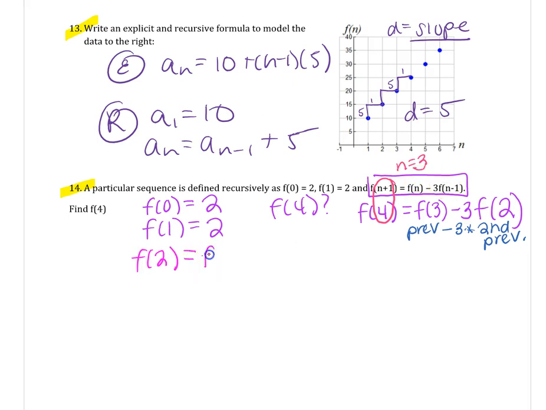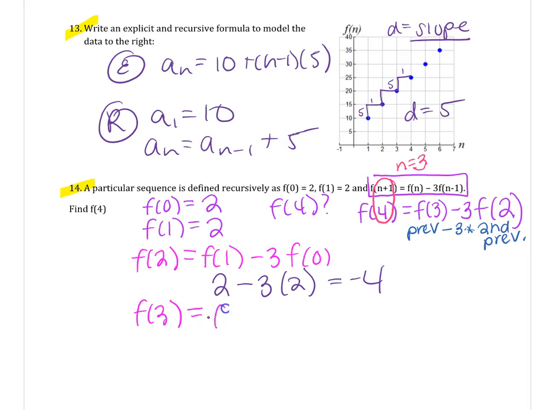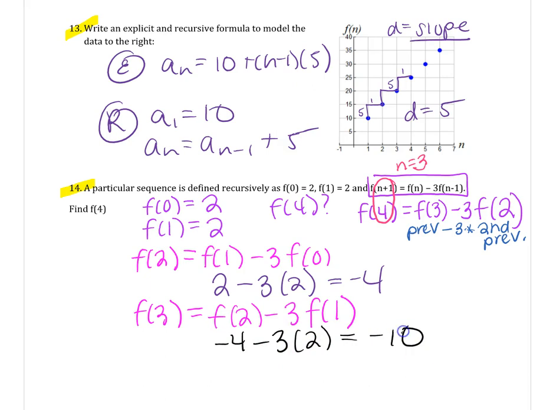So following the pattern, this is the previous minus 3 times the second previous. And now it's just a plug and chug. I know that f of 1 is 2. I know f of 0 is 2. So I do 2 minus 6, which is negative 4. Okay, so now I go on to the next thing, because now I can find f of 3. I just keep building. This is the previous term minus 3 times the second previous. I plug it in. Okay, f of 2 I just found was negative 4. f of 1 is 2. That's negative 10.